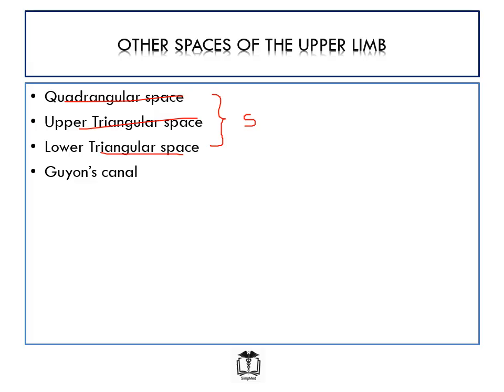Another space that is also worthy of notice is Guyon's canal. This is also called the ulnar canal. This is a space found directly at the wrist, and it's a space that we tend to see very close to the carpal tunnel. What's important to note about Guyon's canal is that it carries the ulnar nerve and the ulnar artery. So damage to Guyon's canal could lead to problems with the ulnar nerve and ulnar artery. That can present as a claw hand.